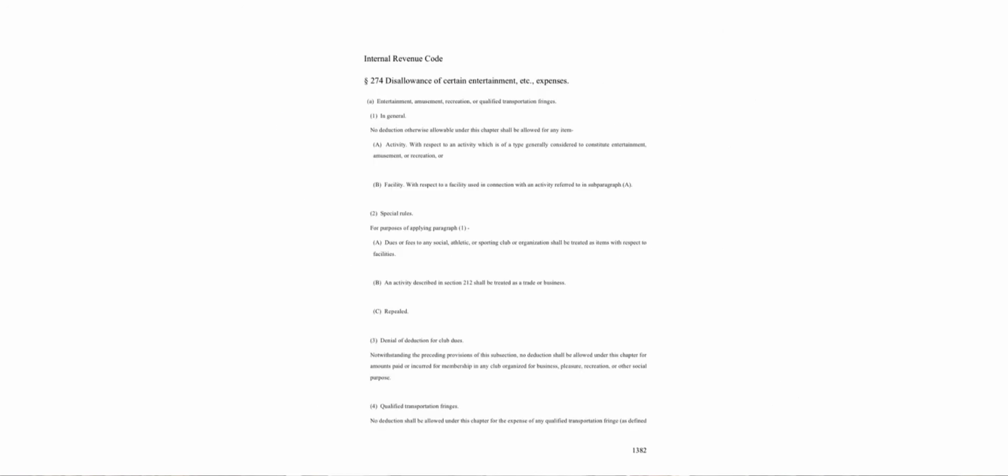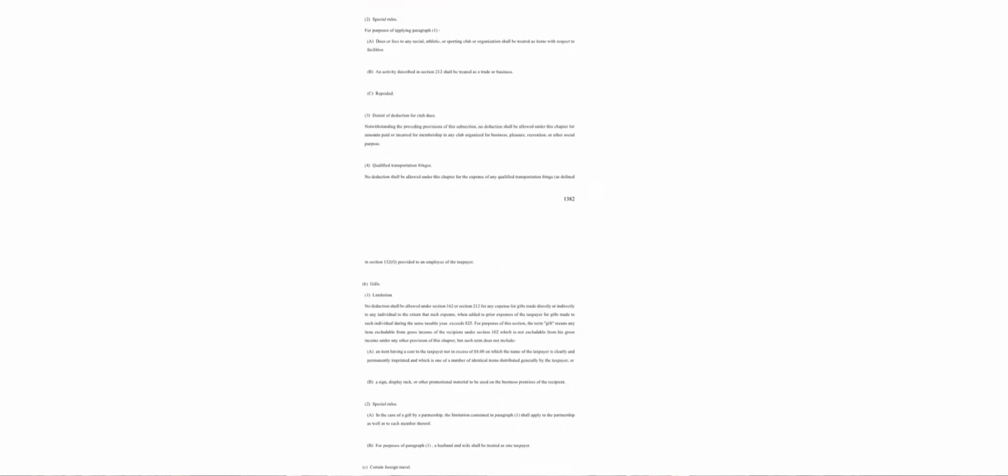Section 274 is one of the most commonly known of the disallowance provisions. I just want to bring this up. Section 274 has a lot of stuff. Section 274, disallowance of certain entertainment, etc. expenses. So A, entertainment, amusement, recreation, or qualified transportation fringes. Again, you might be watching this video in the future. Things may have changed, so don't rely on this. I'm just going to mention it to save time. We've already gone so long. But the idea here is Section 274 has a lot of disallowance provisions, and please read through Section 274 if you're dealing with this.